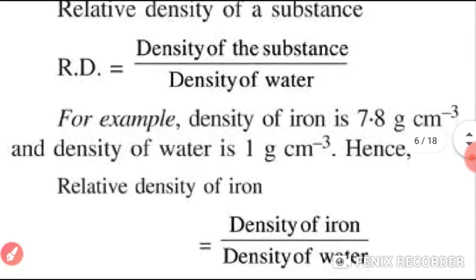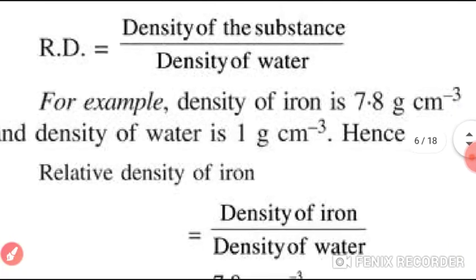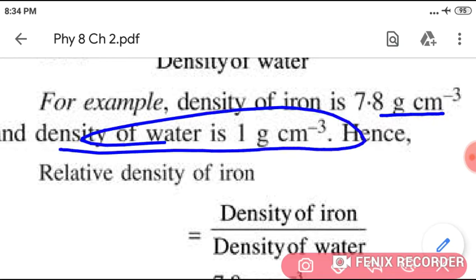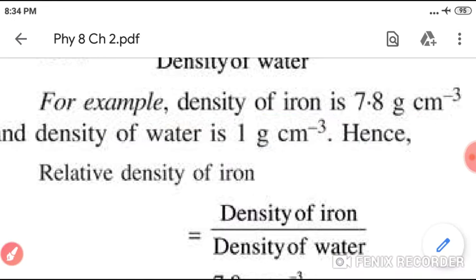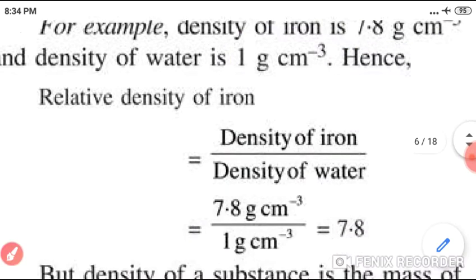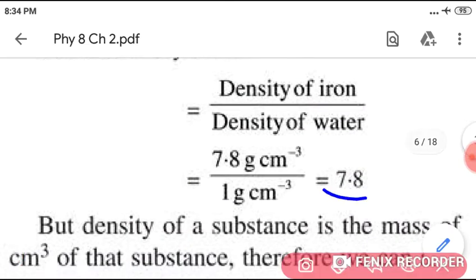Suppose the density of iron, one example we take, is 7.8 gram per centimeter cube and the density of water is 1 gram per centimeter cube. Then what will be the relative density of iron? Density of iron divided by density of water. That means 7.8 gram per centimeter cube divided by 1 gram per centimeter cube. When you solve this, you will get the answer 7.8.